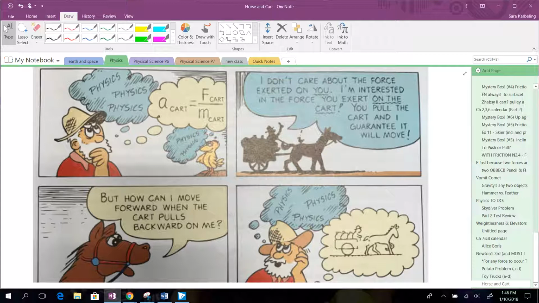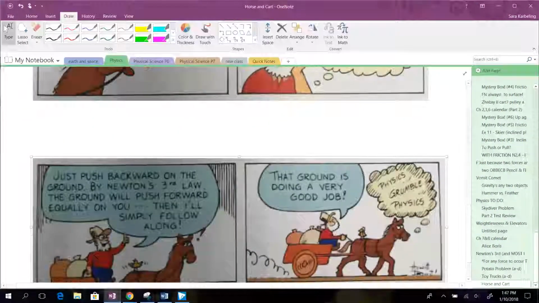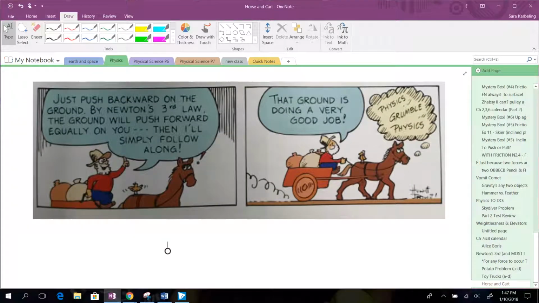See, then I don't know. Friction. Don't say that. Friction is the right answer. Yes. I like friction. I don't even know. The horse is going to push backward on the ground. The wheels.